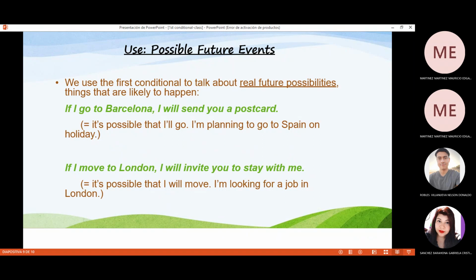You can say that this is an imaginary possibility that may happen, and that is true, but as the meaning says, it's likely to happen. It is possible that I go. I am planning to go to Spain on holiday. In the next sentence, if I move to London, I will invite you to stay with me. It is possible that I will move, so I am looking for a job in London.